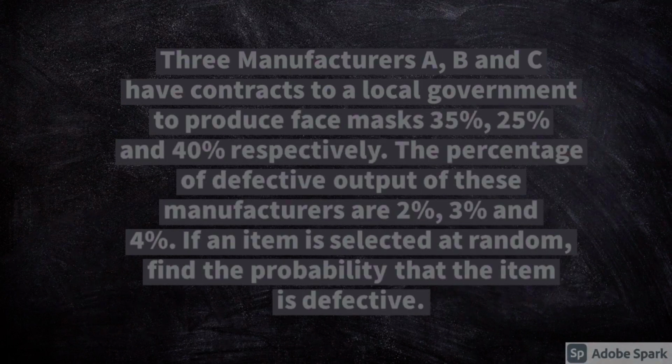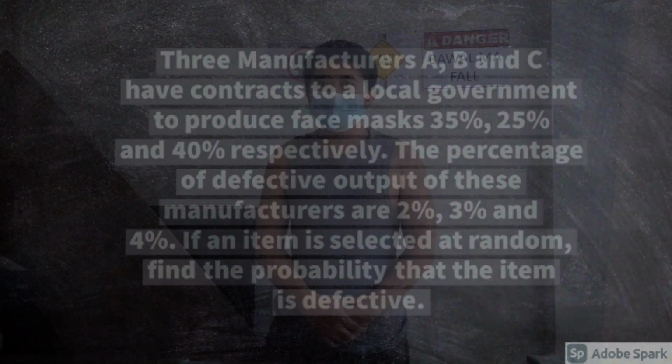Three manufacturers A, B, and C have contracts with a local government to produce face masks: 35%, 25%, and 40% respectively. The percentage of defective output of these manufacturers are 2%, 3%, and 4%. If an item is selected at random, find the probability that the item is defective.